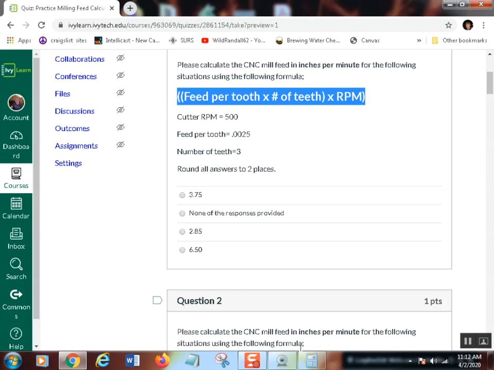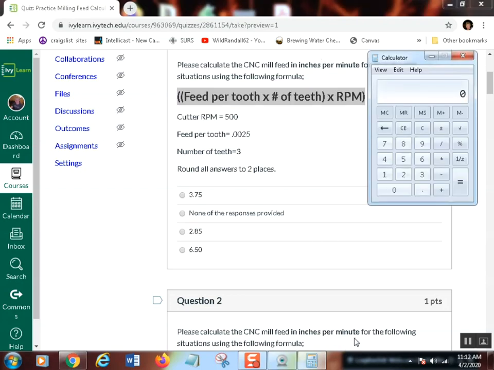So again, let's keep fighting this. That's not going to stay up there. All right, so our cutter RPM is 500, so we decided we're going 500. Feed per tooth is .0005, so for every tooth. And we have 3 teeth. So the first thing we're going to do is take .0005. I don't know if I can copy. Screw it.